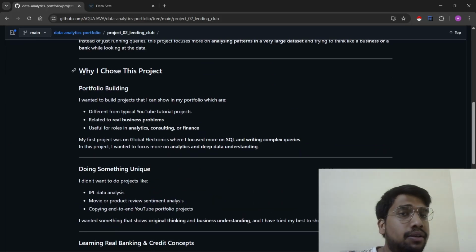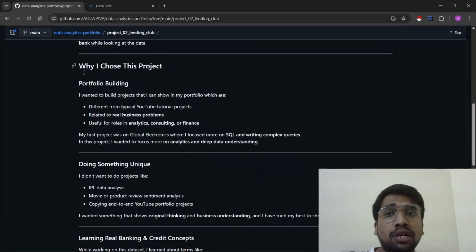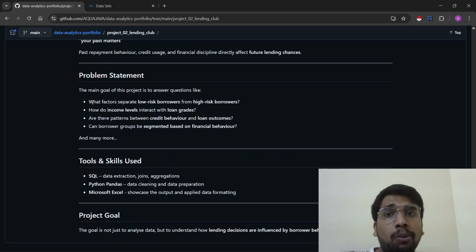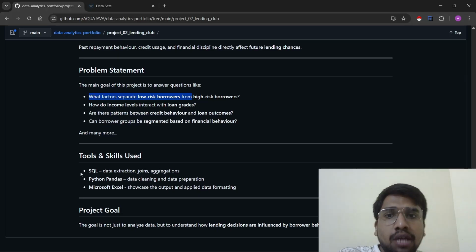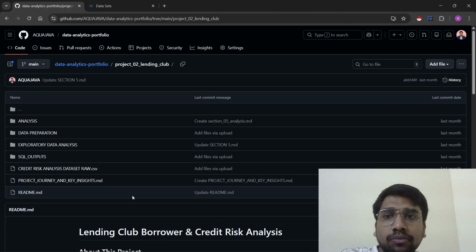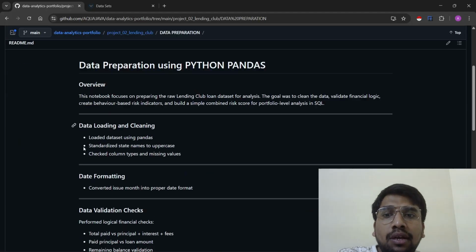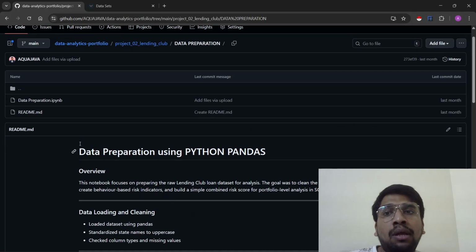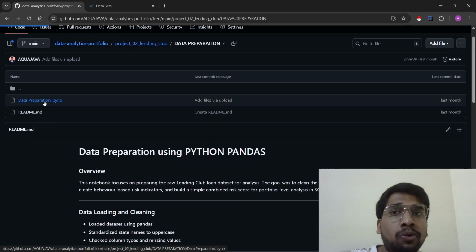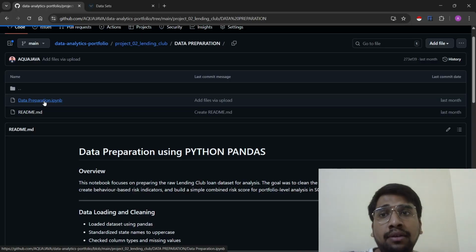So here is a small introduction that I had given. There are certain things that I've included, like about the project, the reasons behind this project, the statement that I'm trying to solve, which are a bunch of questions like what factors separate low risk borrowers from high risk borrowers, how income levels interact with loan grades, how income drives the credit behavior, and so on and so forth. Certain tools that I used and the project goal. Now, if we go to the data preparation folder here, you can see that again I have given an introduction, but we would directly go to the Jupyter notebook here, where I will show you what exactly I had done.